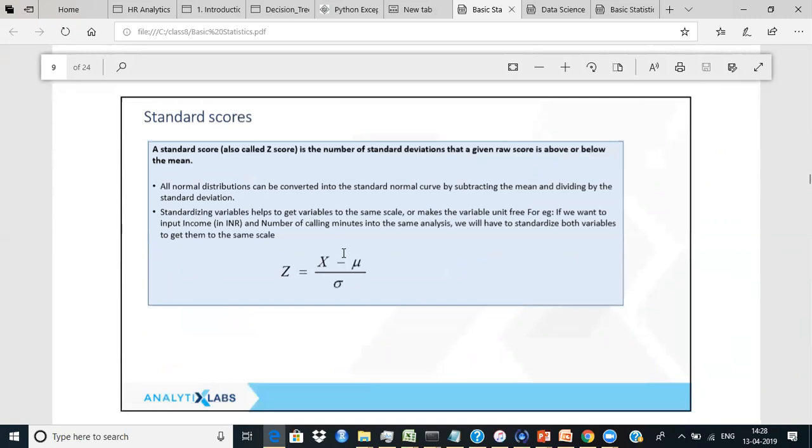Now remember, this transformation will convert any distribution to standard normal, provided that distribution is already normal. You cannot convert a binomial or any other distribution to a normal distribution using this. What you can do is, if your variable is already normally distributed with some mean and some standard deviation, you can convert that variable to a standard normal. So this is non-standard normal to standard normal. This does not convert any distribution to standard normal.